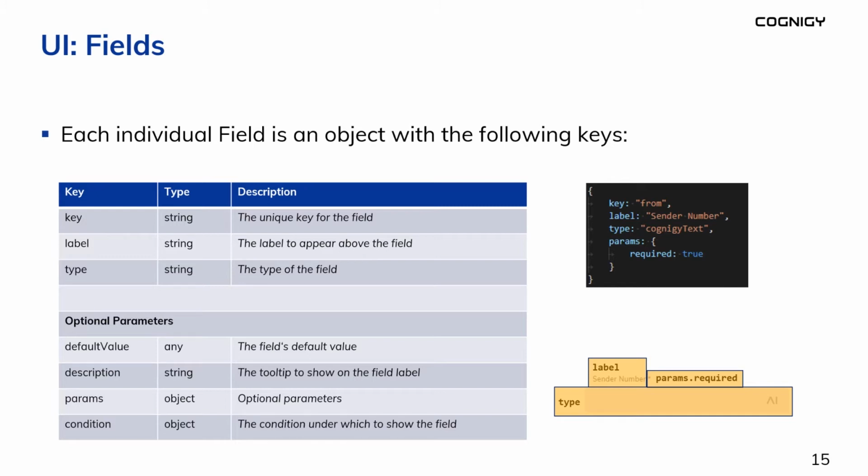So that tells the Cognigy node editor, okay, when I show this field, I'm showing a text field with the Cognigy AI icon on the right side to insert tokens. There are also a number of optional parameters, such as default value, such as description, which will enable you to put a tooltip on the label, various parameters. In the example here, we have a parameter required true. And you can also add conditions to fields, which allows you to hide and show fields depending on other fields' values.